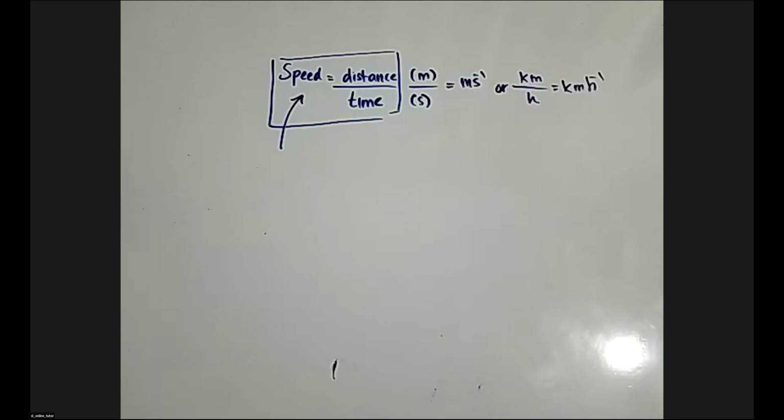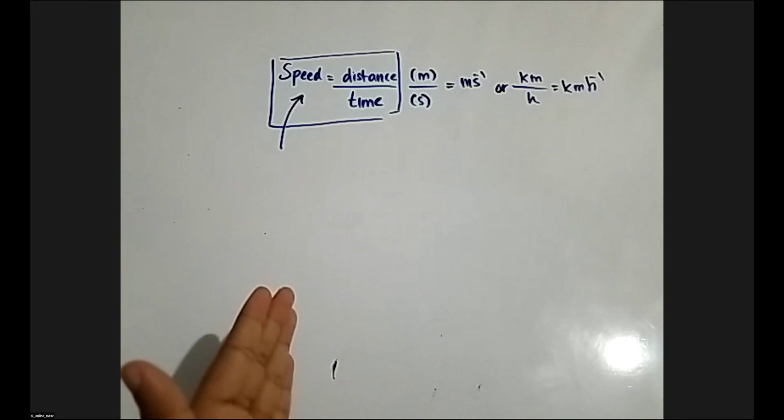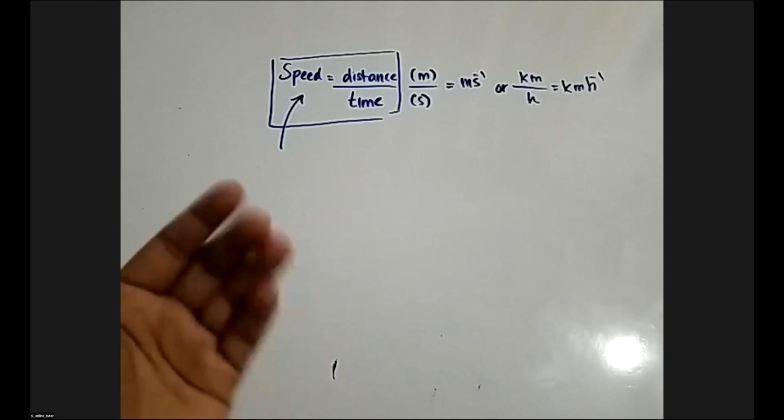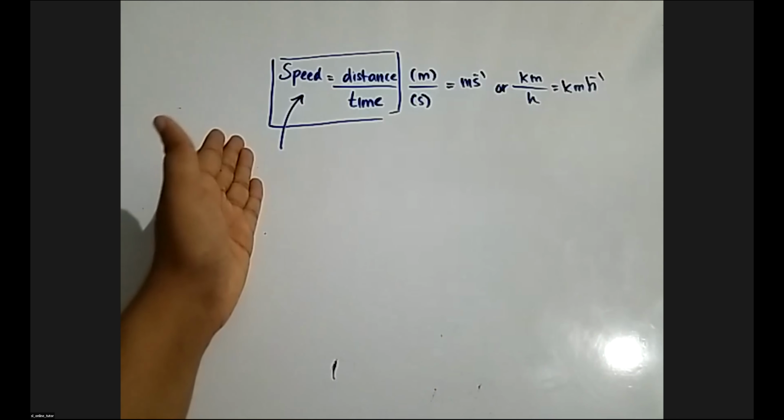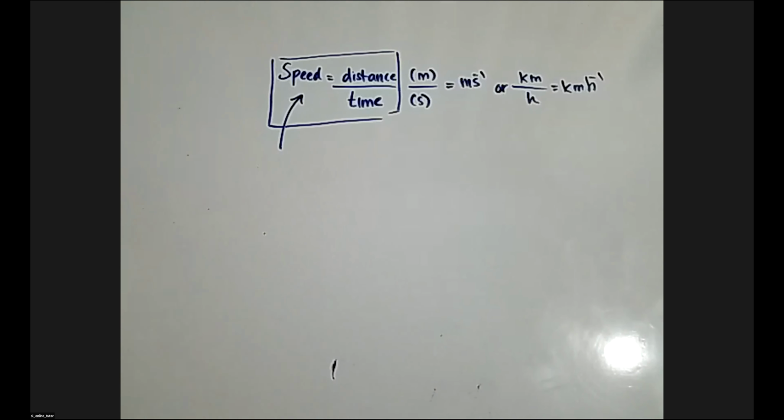So there are two terms, speed and uniform speed. Uniform speed means the distance traveled by a certain moving object when the time is constant. If a moving object is going like that, then we call it uniform speed. But here, speed means distance traveled in a unit time. So we have to write the definition for speed and uniform speed.